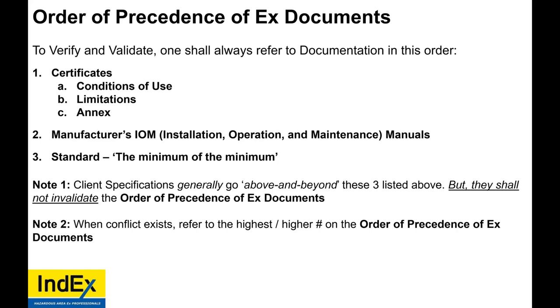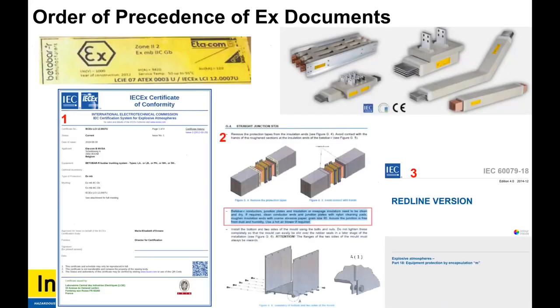So any inspector that is referring to a clause reference in the standard, remember, you are referring to a minimum of the minimums. So if you refer to IP 54 as not requiring an IP washer, you may want to rethink what you are talking about. A minimum of a minimum. Have you read the certificate? Have you read the IOMs? Next, client specifications shall go above and beyond or meet these three above, but shall not invalidate. Where a conflict exists, you will refer to the highest number. Certificate overrules them all.